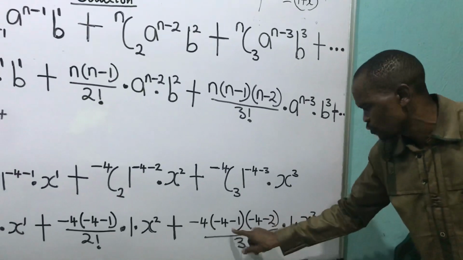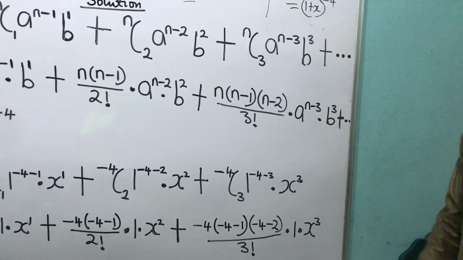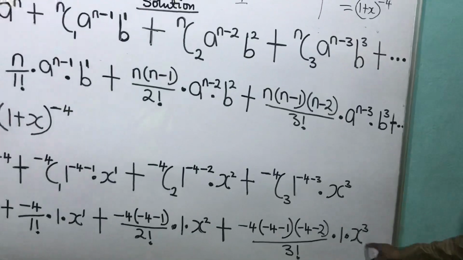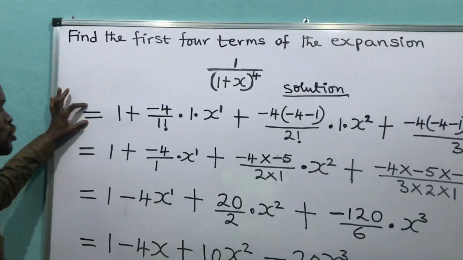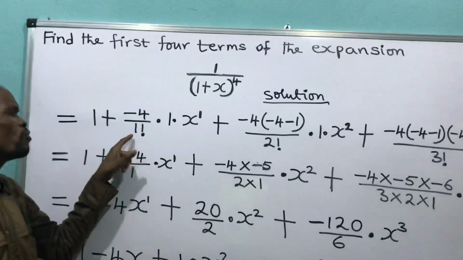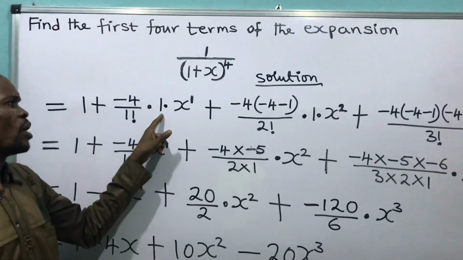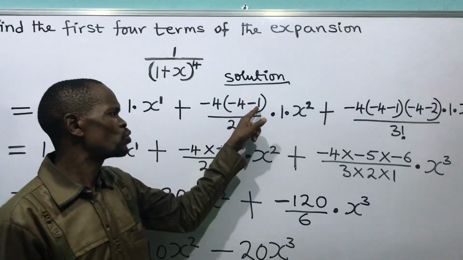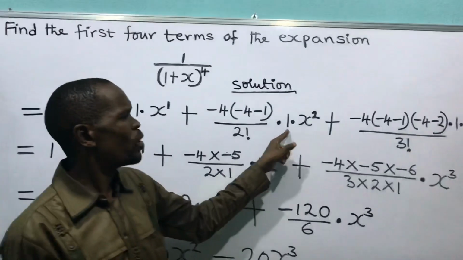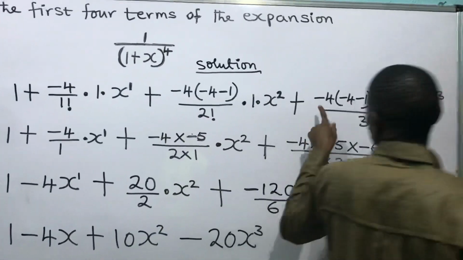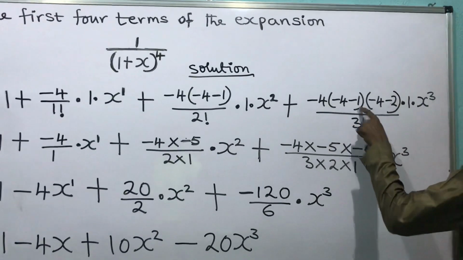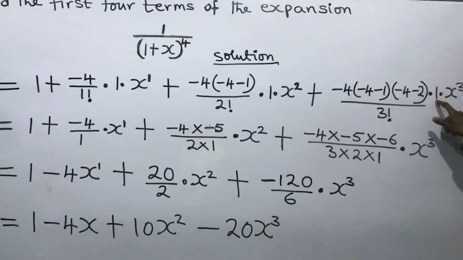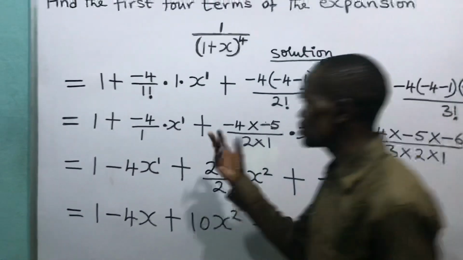Minus 4 into minus 4 minus 1 into minus 4 minus 2 dot, and 1 raised to power anything is that 1, and the x dot x raised to power 3 over 3 factorial equals to 1 plus minus 4 over 1 factorial dot 1 dot x raised to power 1 plus minus 4 into minus 4 minus 1 over 2 factorial dot 1 dot x raised to power 2 plus minus 4 into minus 4 minus 1 into minus 4 minus 2 over 3 factorial dot 1 dot x raised to power 3. Then let's just interpret it.